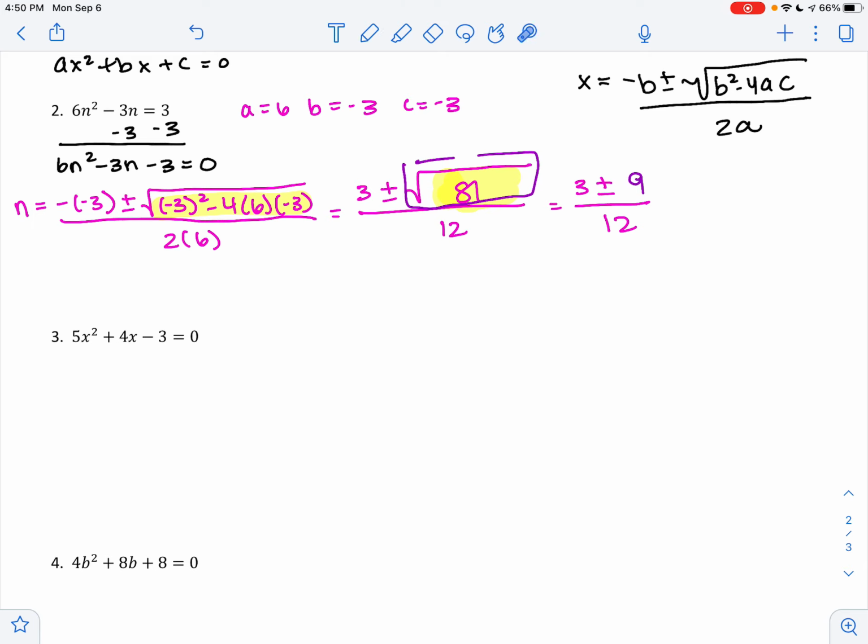Right now I know that I'm going to get 2 answers because my discriminant was a positive number greater than 0. And so because my discriminant is a number larger than 0, I know I will get 2 solutions. I can get those two solutions from this expression right here. I'll have 3 plus 9 divided by 12 and 3 minus 9 divided by 12. 3 plus 9 is 12.